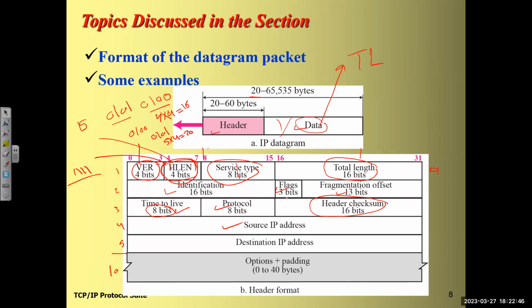Then, what is the source address? How many bits? 32. And the destination address. So those 5 lines are mandatory. You have to have them. The remaining ones are optional, and we'll see.